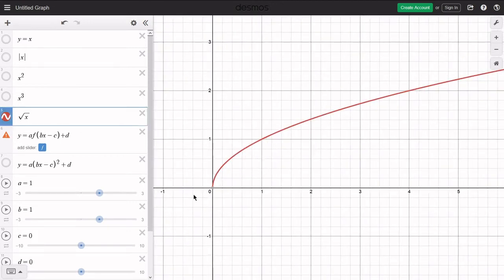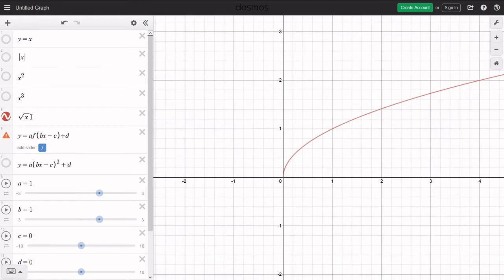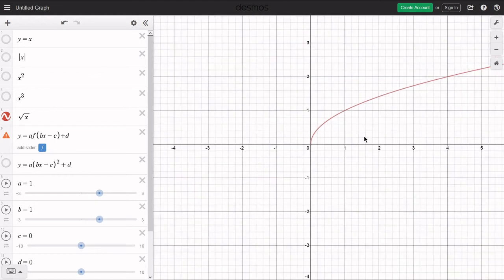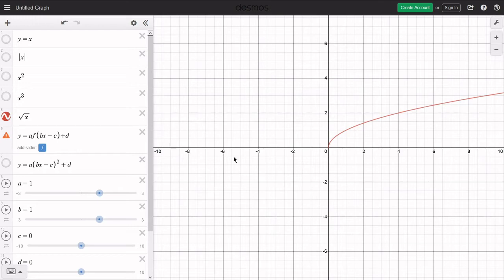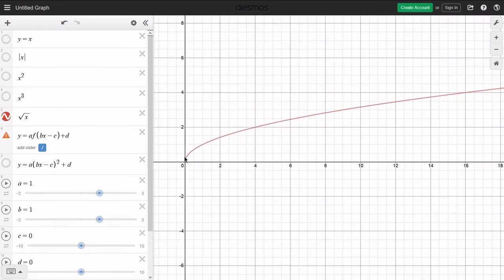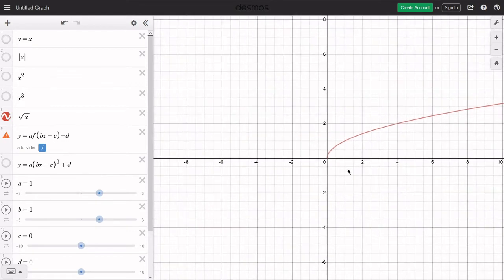It is not defined for anything negative underneath the square root. That's because the square root of negative numbers is a complex number, and here we are graphing on the real number plane. So complex numbers cannot be graphed on this plane. Okay, and that's the square root function.